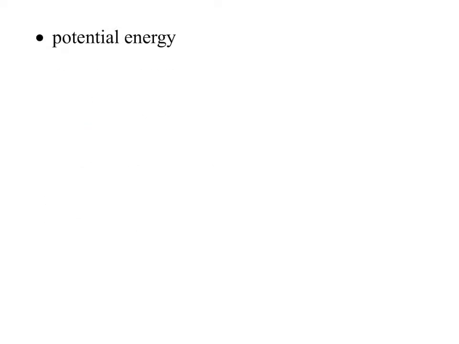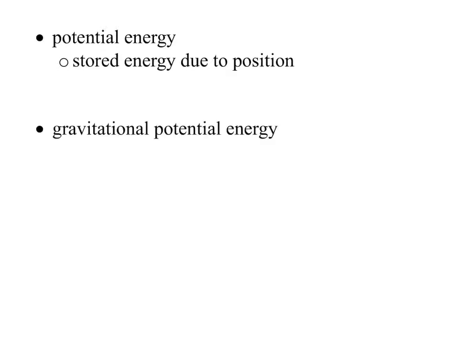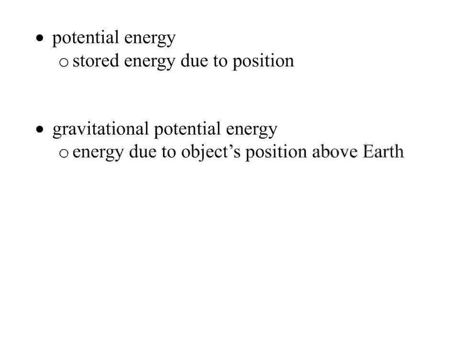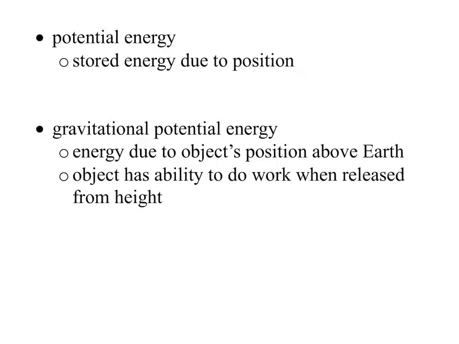Let's move on. We have potential energy, and this can come in many different forms. In Physics 20, we're going to focus on 2 specific types of potential energy, okay? And so, of course, this is just stored energy due to position. The one that you know about most is gravitational potential energy, and that's when something's held above the Earth, then it has energy because gravity has the potential to do work on that, right? So if it has the ability to do work when released from a height, then it has gravitational potential energy.